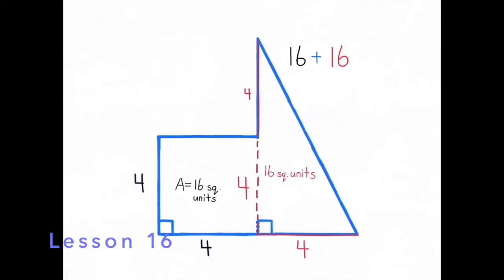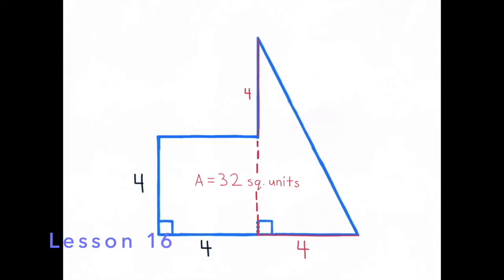Combine the area of these two shapes, and you'll have the entire area of the pentagon. 16 plus 16 is 32. The area of the pentagon is 32 square units.